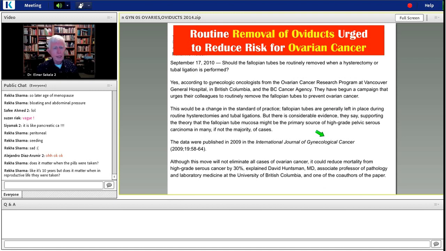Now, this is interesting. Many believe that serous carcinoma of the ovary arises from the fallopian tube. Yes, it arises and it goes to the ovary. So what they're suggesting here is routine removal of the oviducts to reduce the risk of ovarian cancer after the reproductive years are finished.